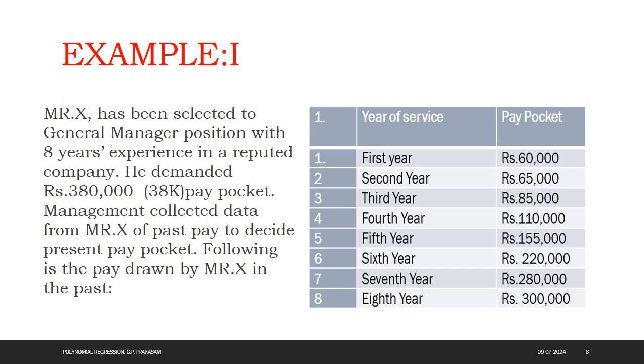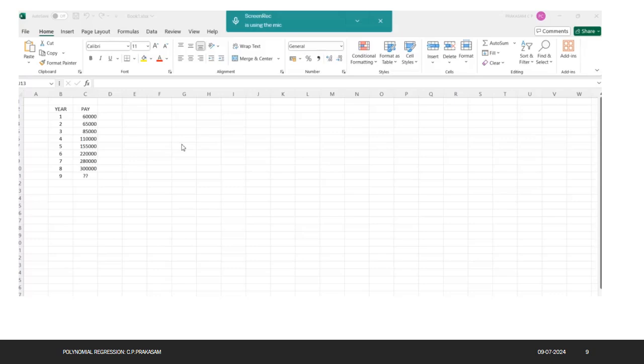Following is the pay drawn by Mr. X in the past. The first year he got 60,000; the second year, third year, fourth year, fifth year, sixth year, seventh year and eighth year data is given here. Then management wants to decide whether for the current position in the 8th year he is entitled to 38K.